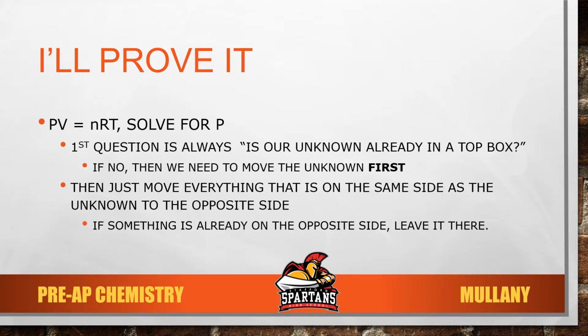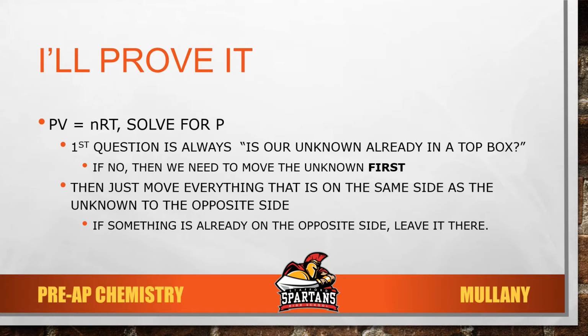Let's prove it in real formula application. So if we have PV equals nRT and are asked to solve for P, that's our unknown, then the first question we always need to ask is, is our unknown already in a top box? Because if the unknown is already in the top box, we're not going to touch it. We'll just leave it alone. But if the unknown is in a bottom box, we need to move it first before we do the rest of the stuff. So that's our first question, is where we start.